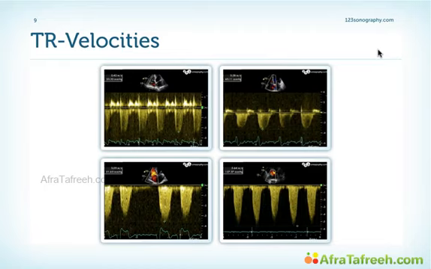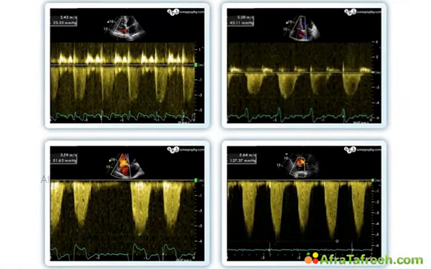Now here are 4 different spectrums of 4 different patients, and can you immediately recognize what the difference between these spectrums is? Well, certainly if you have a look at the scale on the right hand side, then you can appreciate that there are different severities of pulmonary hypertension indicated by different velocities of the TR. But there's more to it.